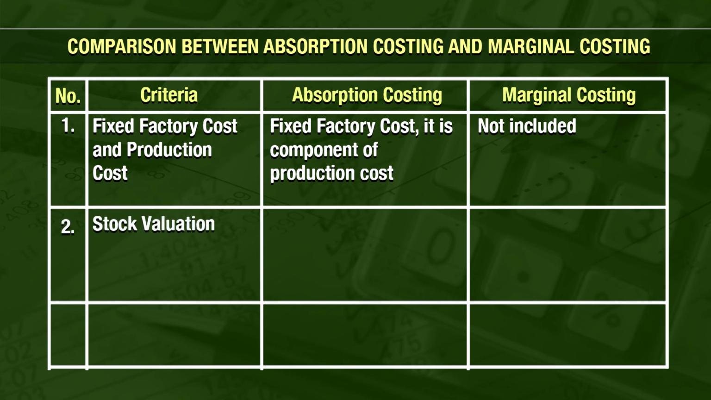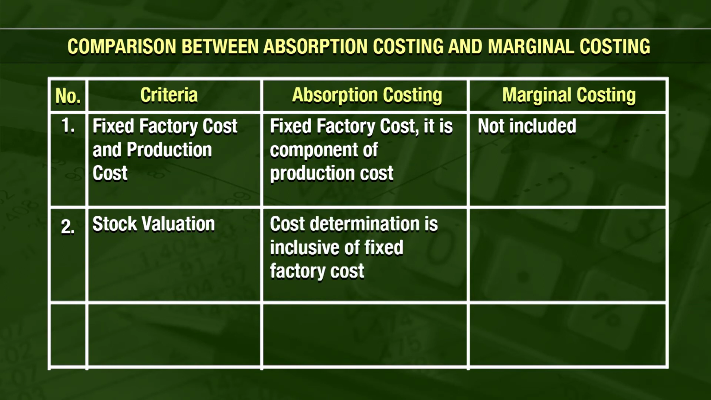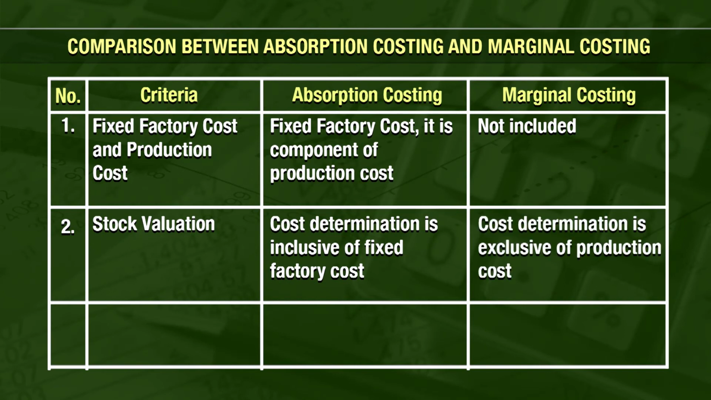Number 2 is stock valuation. The stock valuation is very important because the determination of profit is based on stock valuation. If your stock valuation is correct, obviously your profit will be correct. If your stock valuation is incorrect, your profit will be incorrect. When you are applying the absorption costing system, at that time under valuation of closing stock, you have to consider the fixed factory cost, while under marginal costing system, it is not considered.